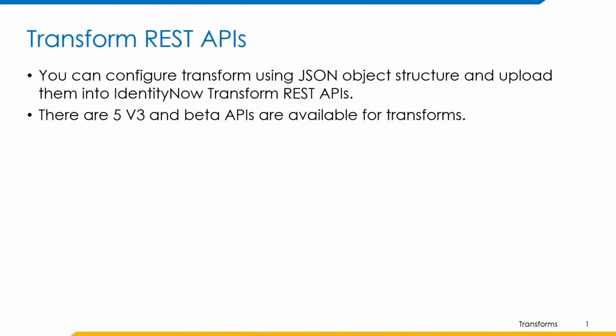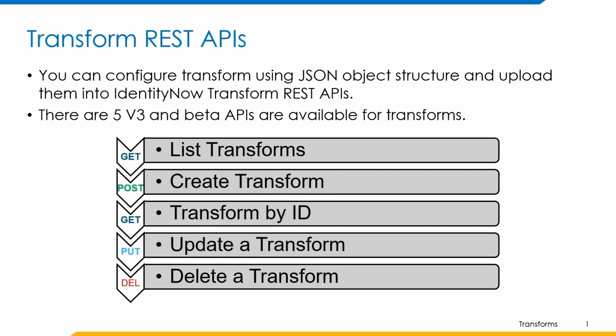As we understood the way to build a transform, now let's understand what REST APIs are available for transforms. SailPoint has a list of APIs to upload transforms to the tenant and also to update, delete and retrieve the available transforms. There are 5 REST APIs available for transforms in v3 and beta APIs. They are list transforms, create transform, transform by ID, update transform and delete transform.